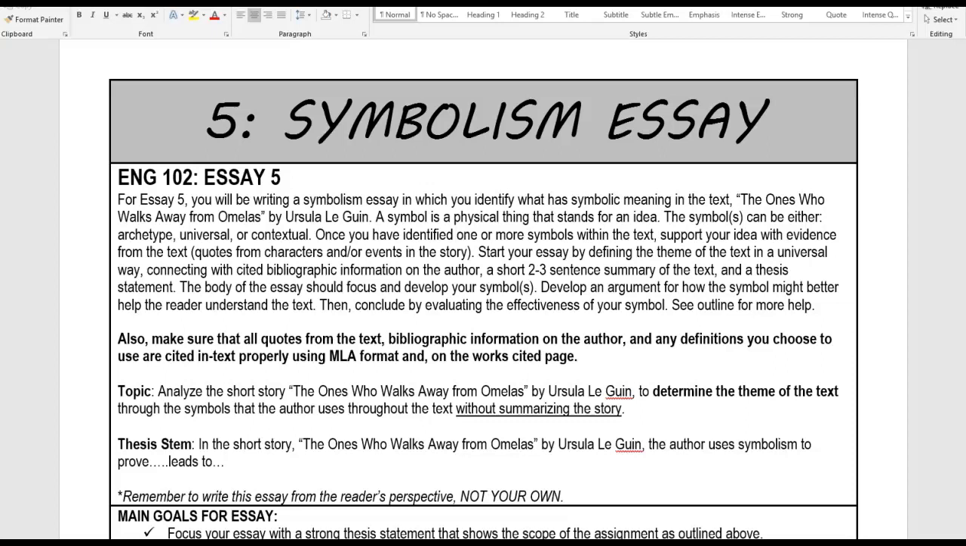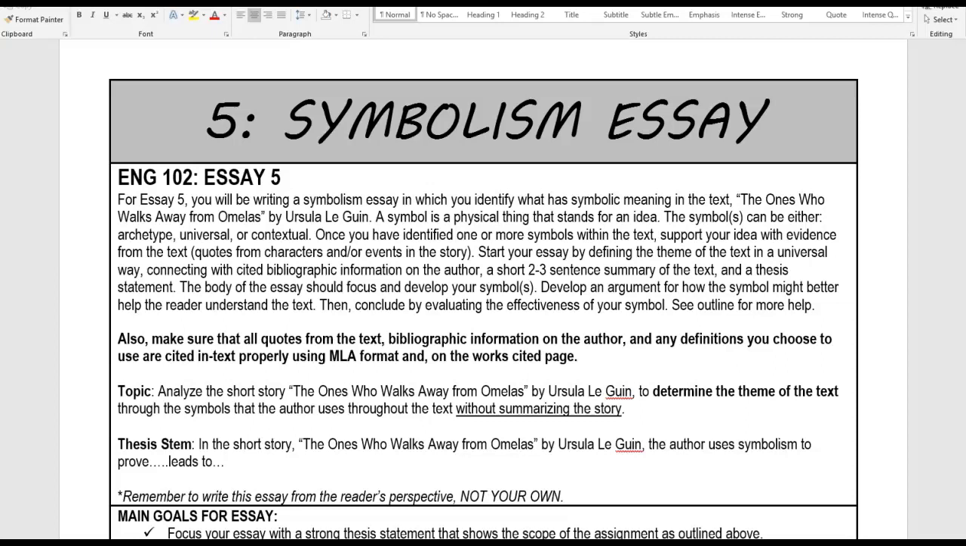You will be writing a symbolism essay in which you identify what has symbolic meaning in the text, The Ones Who Walk Away from Omelas by Ursula Le Guin. A symbol is a physical thing that stands for an idea.